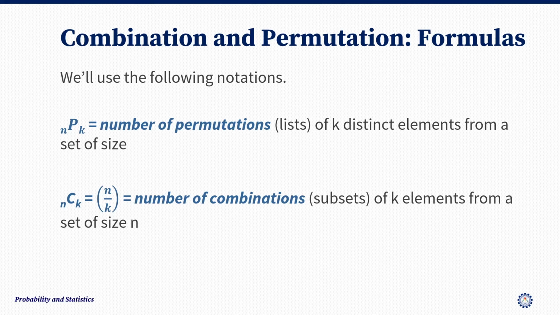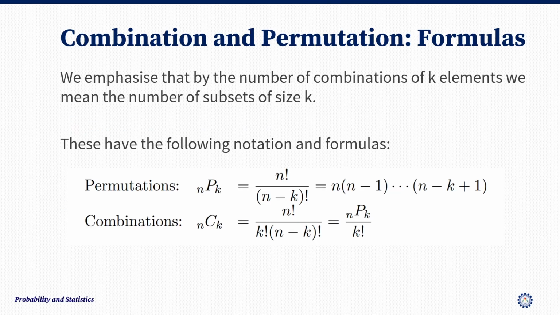So let's come now to the formula of combination and permutation. We will use the following notations. N permute K is equal to the number of permutations, or lists, of K distinct elements from a set of size N. We also have N choose K, the binomial coefficient N over K, which is equal to the number of combinations, or subsets, of K elements from a set of size N.